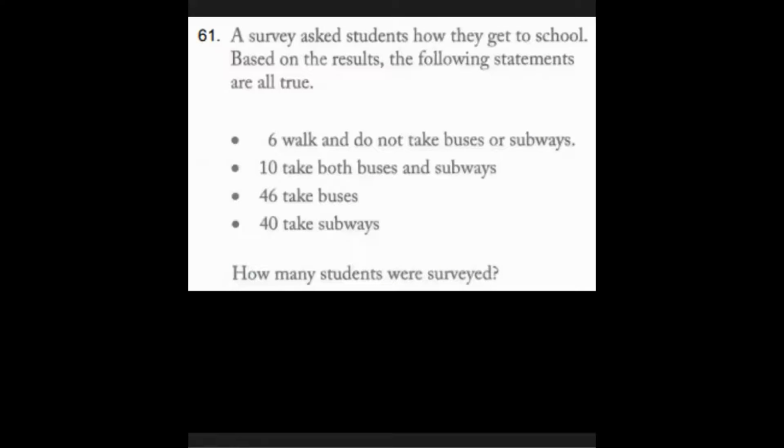Question 61. The survey asked students, well, how did you get to school? Based on the results, the following statements are all true. 6 walk and do not take buses or subways. 10 take both buses and subways. 46 take the bus. 40 take the subways. How many students were surveyed total?